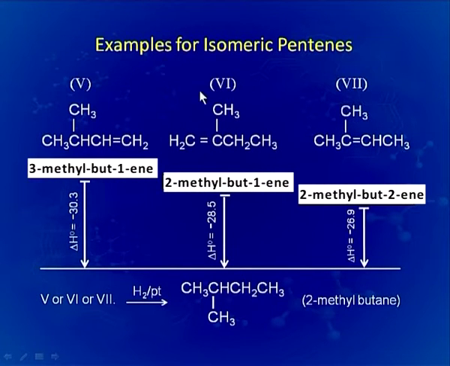When we compare isomeric pentenes, we have taken a few examples: 3 methyl 1 butene, 2 methyl 1 butene and 2 methyl 2 butene. The structures are given here. Though they are pentenes, in IUPAC, because of the longest chain, their names go as butene, and we are considering them as isomeric pentenes. So, for 3 methyl 1 butene, the heat of hydrogenation is 30.3, and when we go to 2 methyl 2 butene, it comes out to be 26.9.